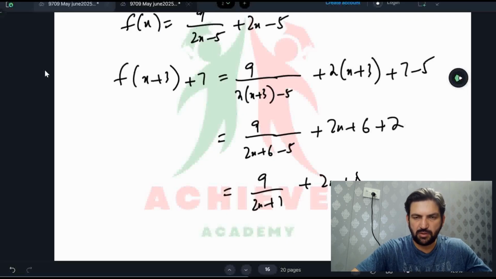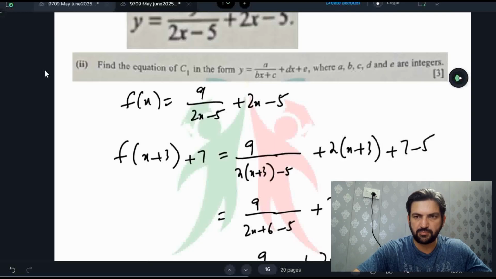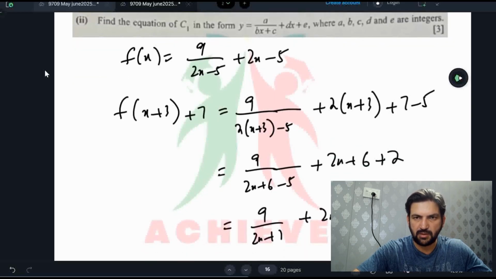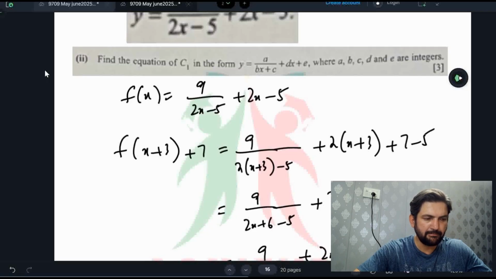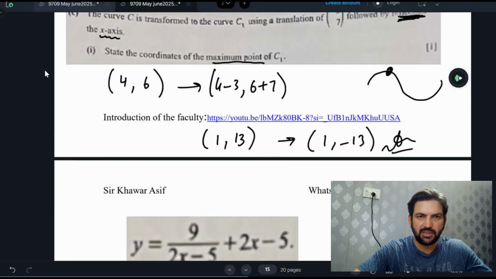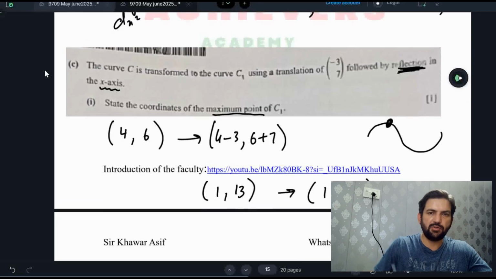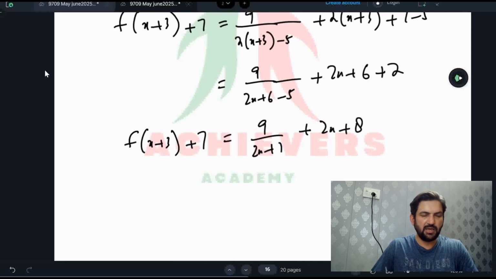Now the instruction was we have to give the answers in this form. I think the concept is clear. If you still have any confusion, we have ignored the reflection again. Now reflection in the x-axis means what? Now this one is basically f of x plus 3 plus 7.